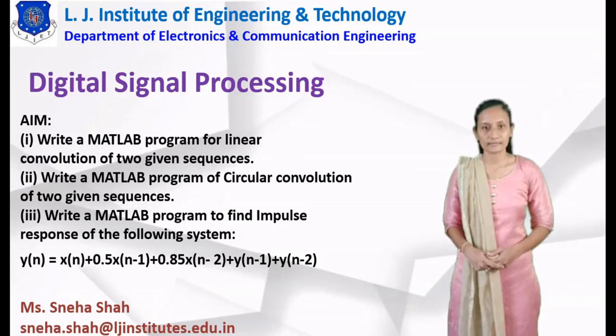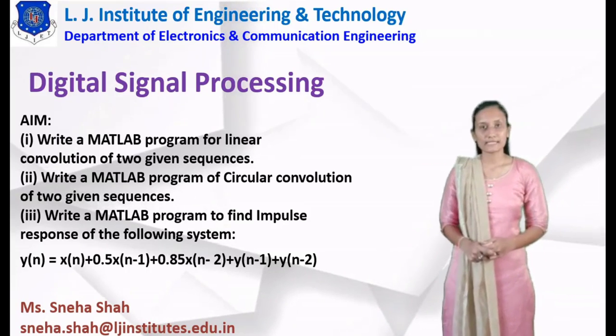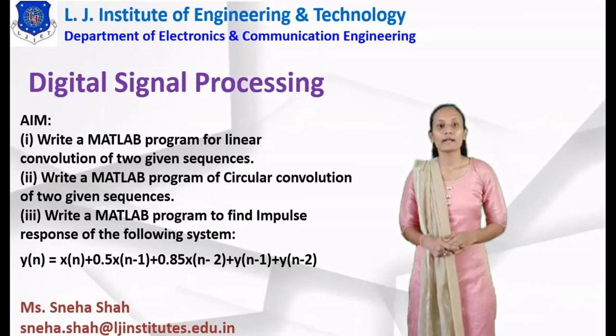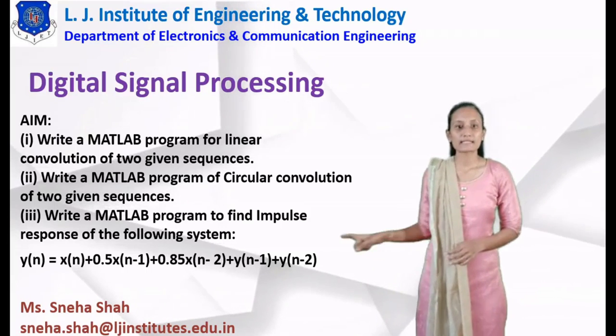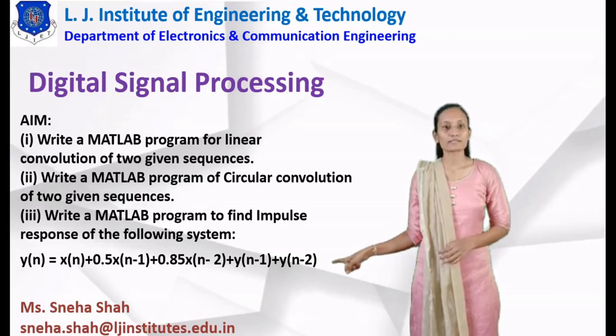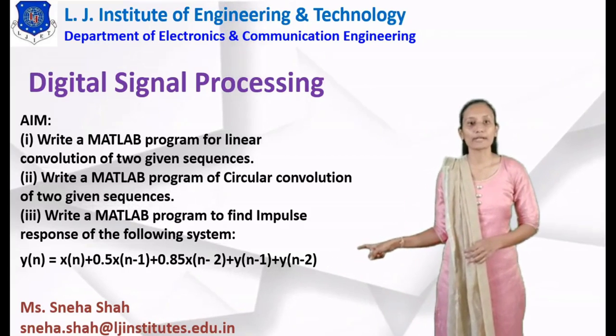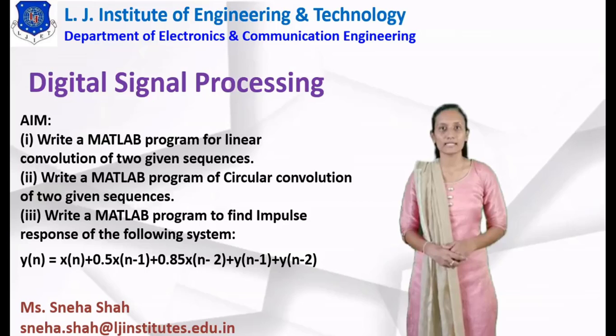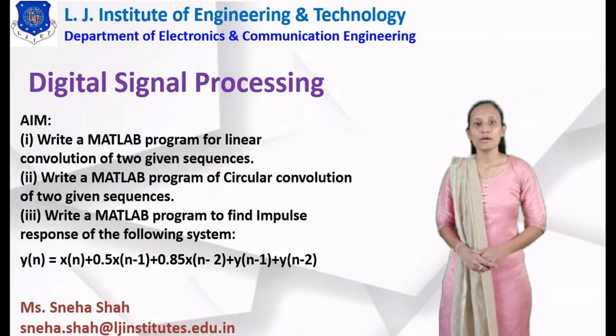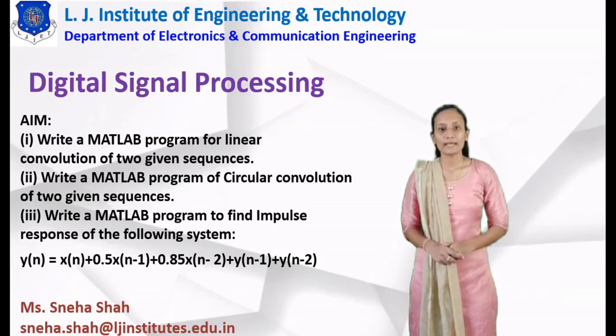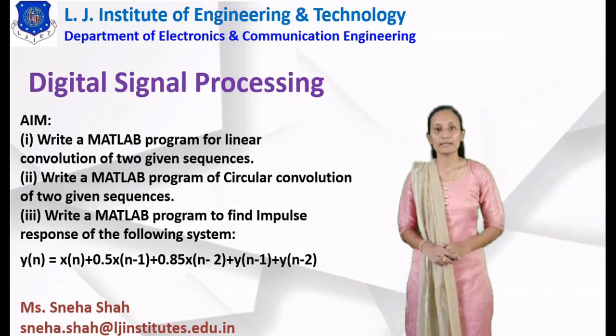the following system. In this, one system is given to you and you have to define the impulse response for it. So the system is given to you like this: y of n equals x of n plus 0.5 x of n minus 1 plus 0.85 x of n minus 2 plus y of n minus 1 plus y of n minus 2.